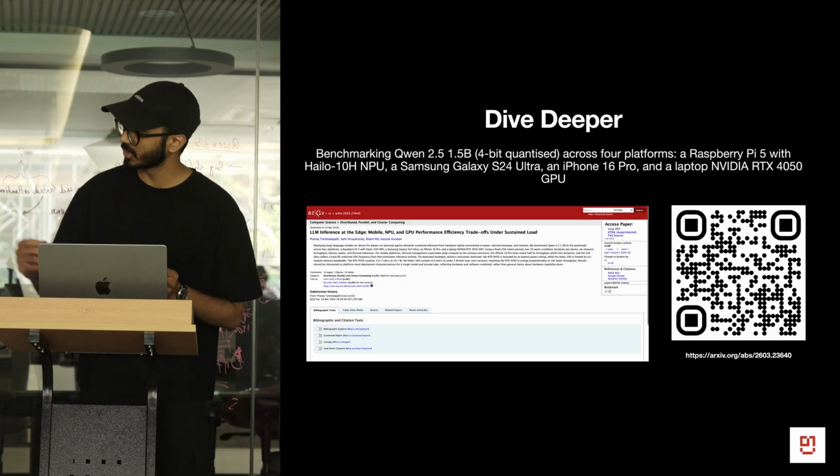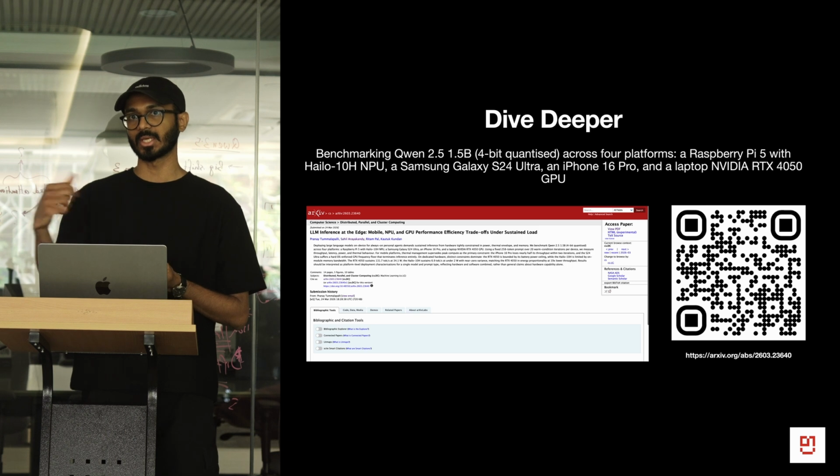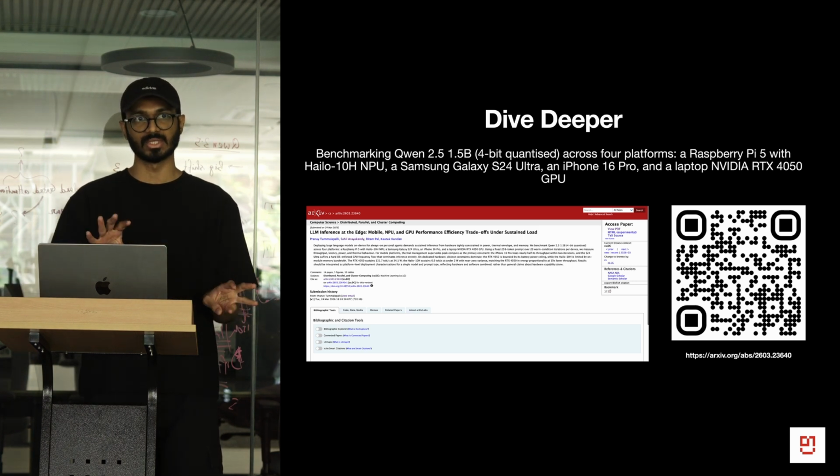We actually published this paper. If you are interested, you can scan this QR code and look at how the results are across all of these devices.